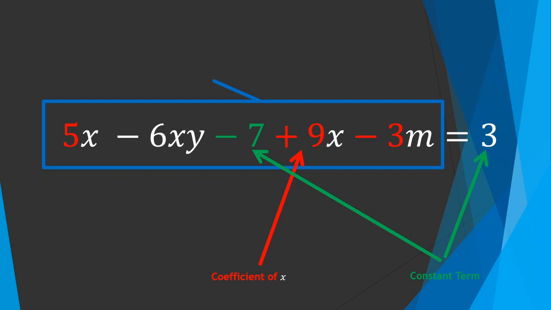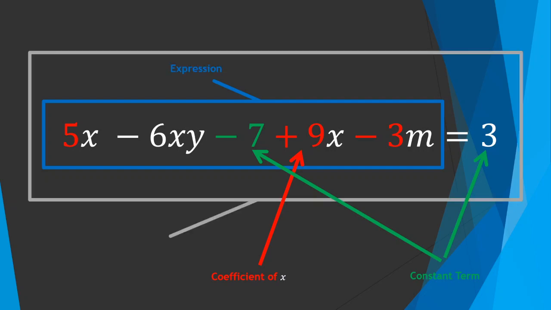Everything here in this blue box is an expression because there's no equal sign, and everything altogether is called an equation.